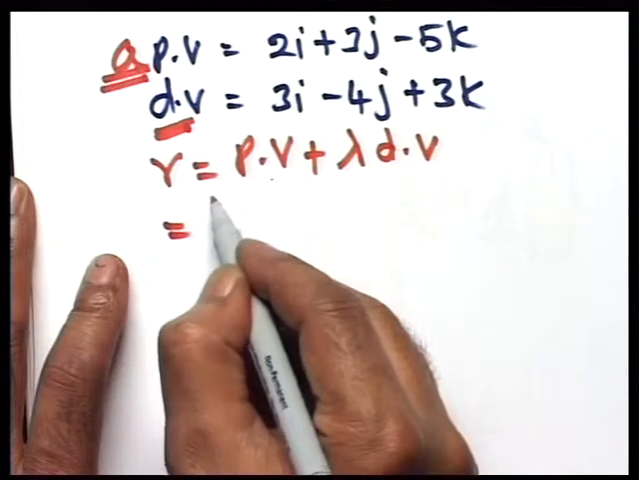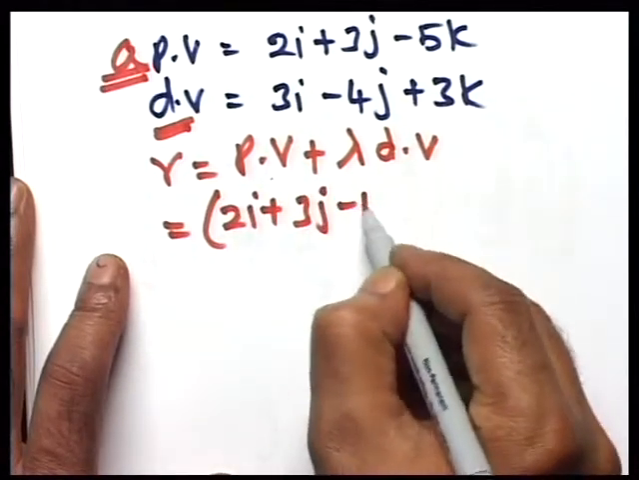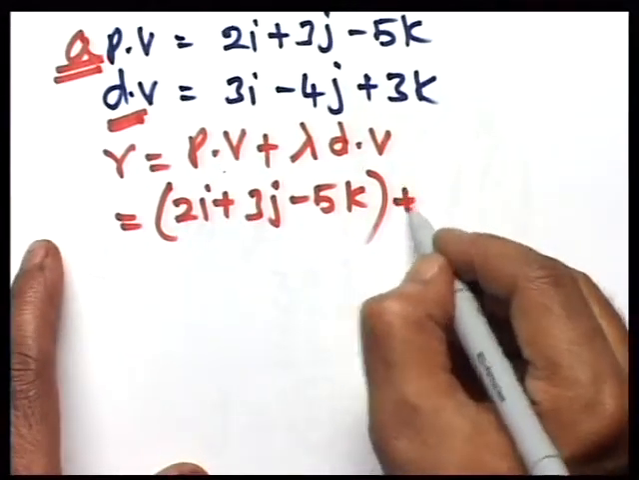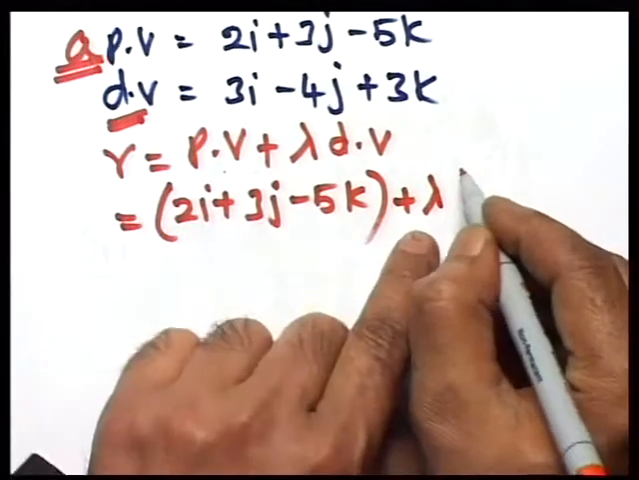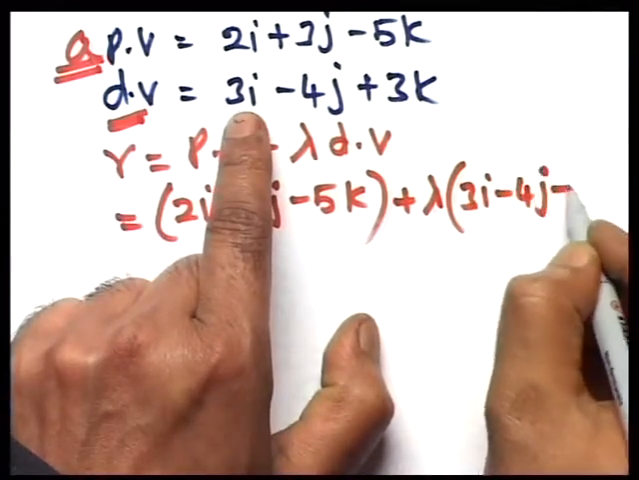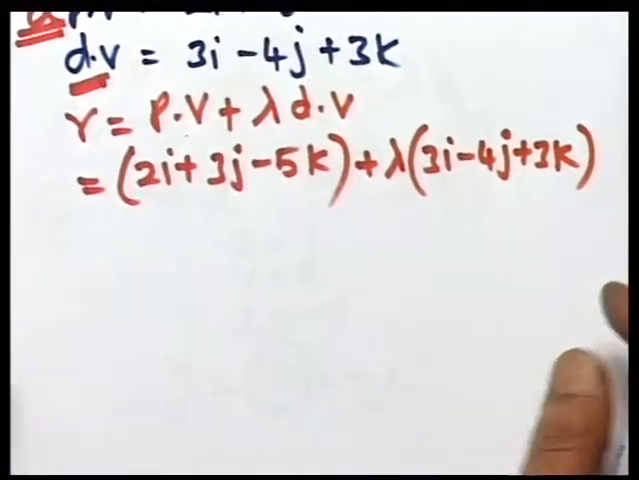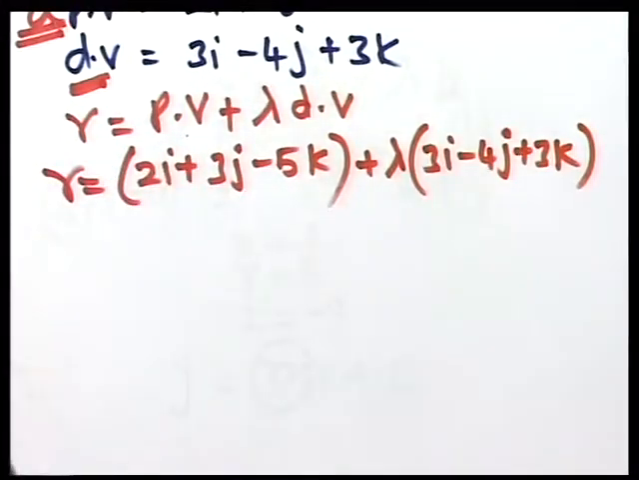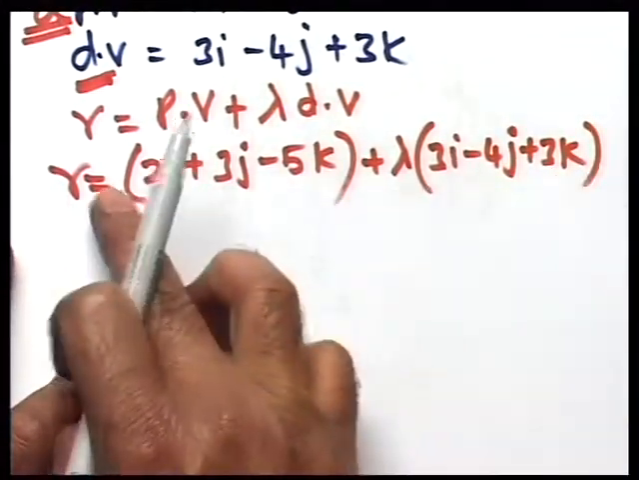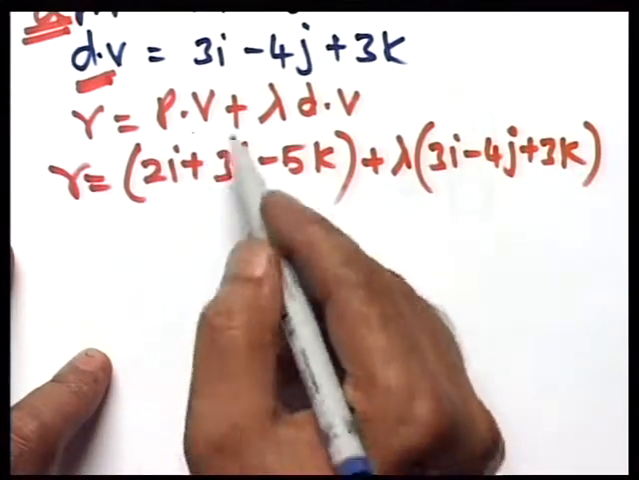So let's say A is 2i plus 3j minus 5k, close the bracket. Very, very important one. So listen carefully, please. Plus lambda times 3i minus 4j plus 3k. Guys, now listen. This is called the vector equation of a straight line. This is how you write it, or you can use column vectors.